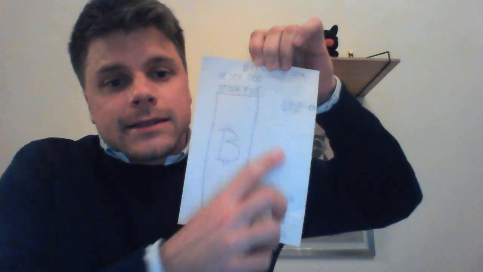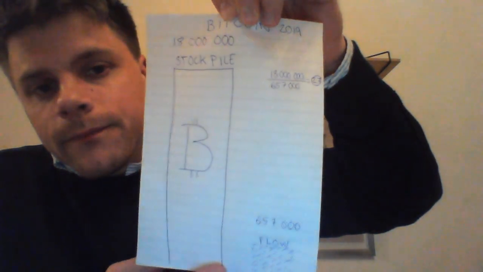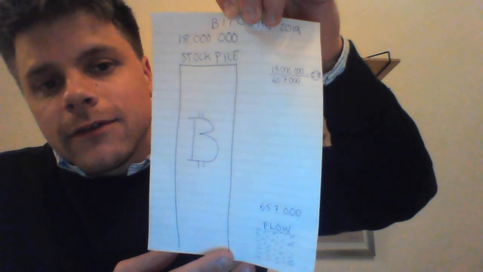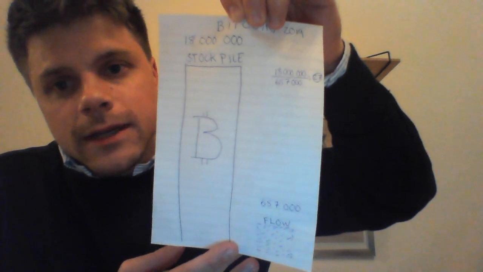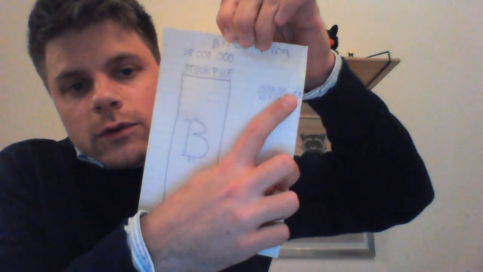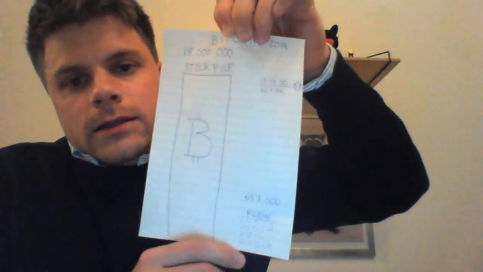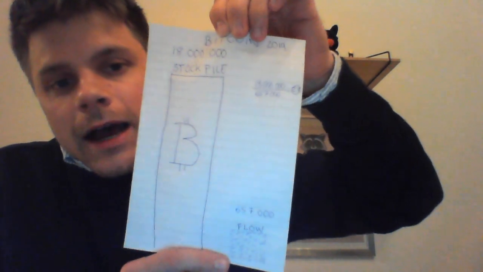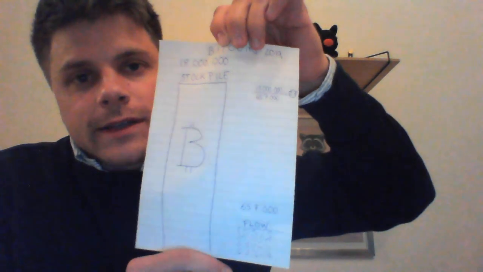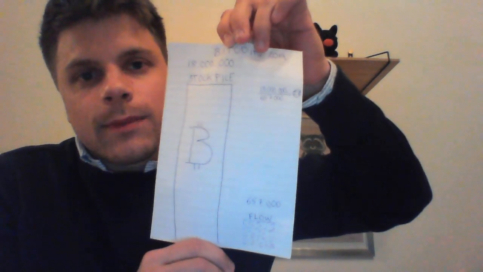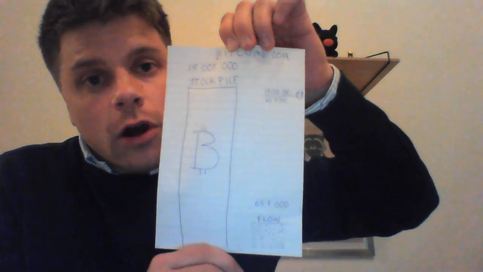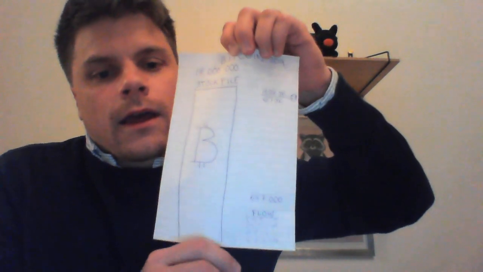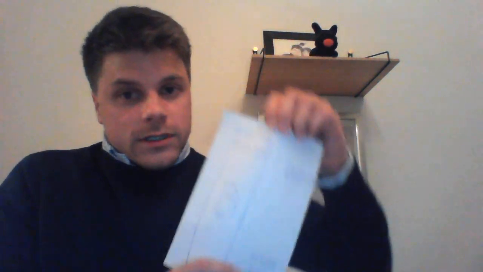And this implies that the stock to flow is 18 million divided by 657,000, which gives us a number of 27. So Bitcoin has a higher stock to flow ratio than silver, which implies that Bitcoin is more scarce than silver, which is very interesting.